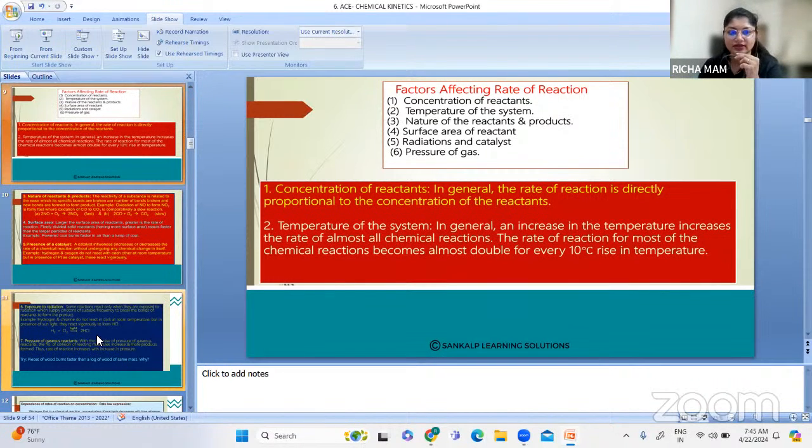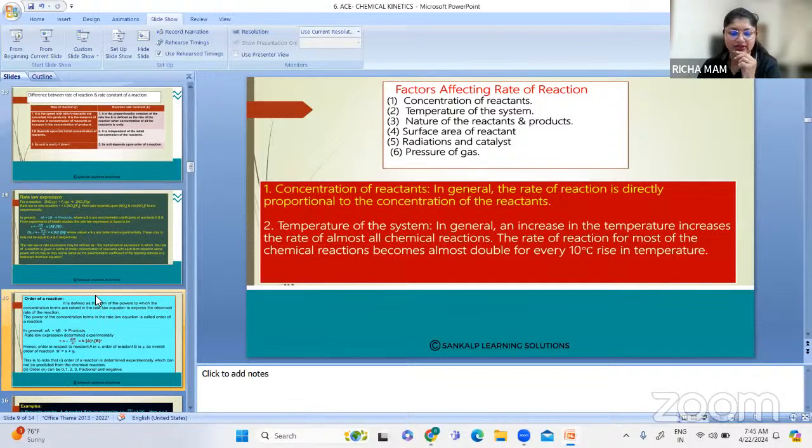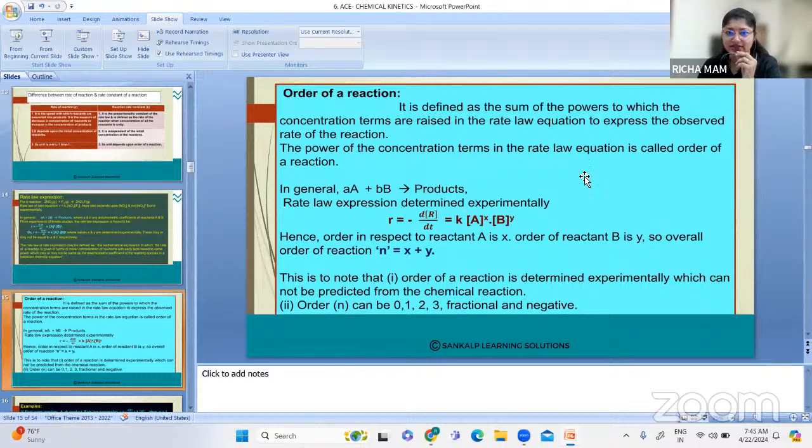Then we had started with the order of reaction. What do you mean by order of reaction? We have seen how to write the rate law expression. Then we have seen what the order of reaction is. It is defined as the sum of the powers to which the concentration terms are raised in the rate law expression to express the observed rate of the reaction.